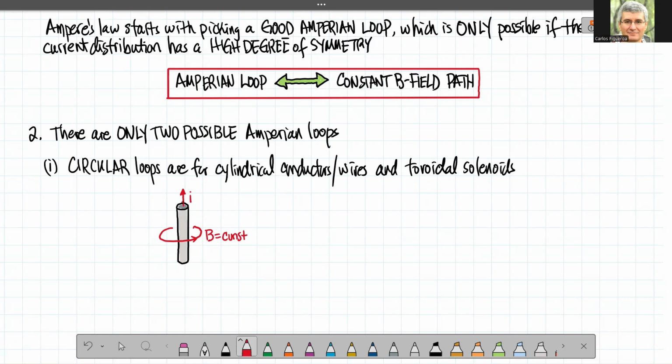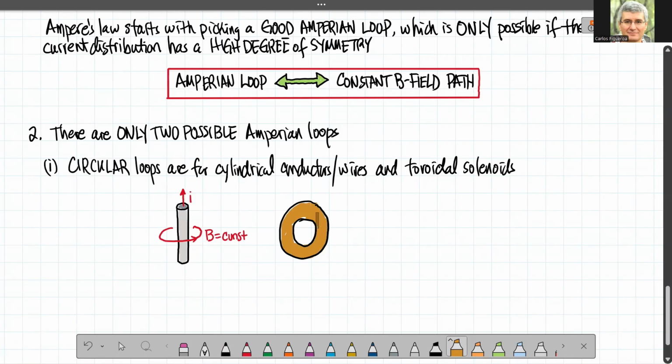Now the other possibility is a toroidal solenoid. And so when I look at a toroidal solenoid, you could imagine that I have a donut. So if I have this donut, then I'm going to have wires that are wrapping around this guy.